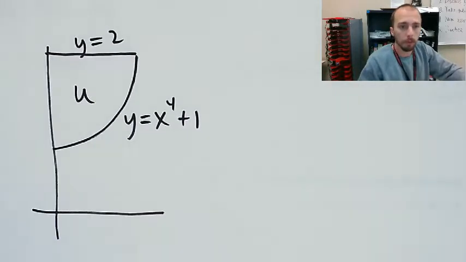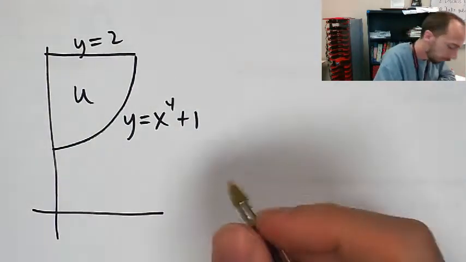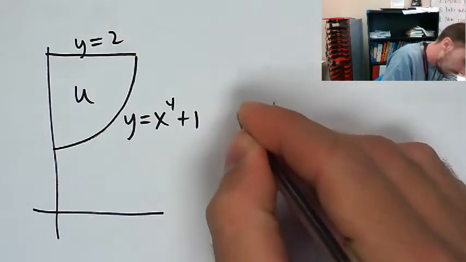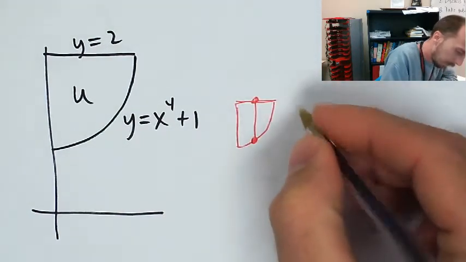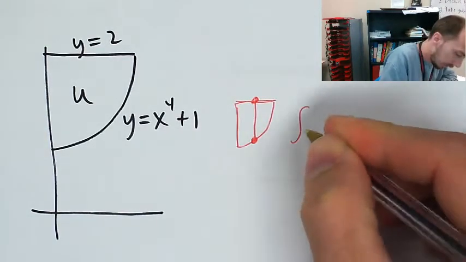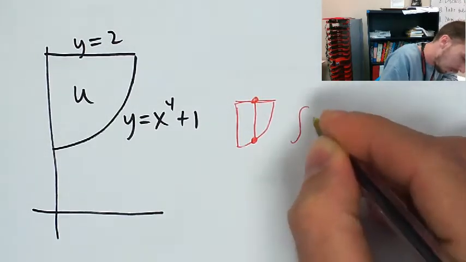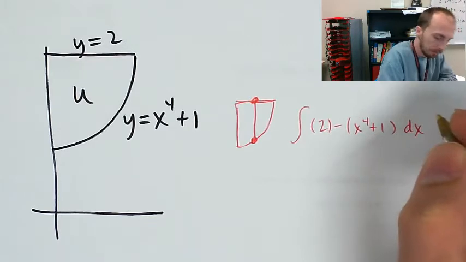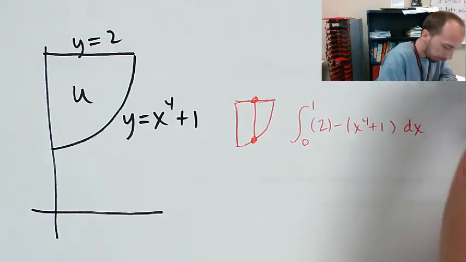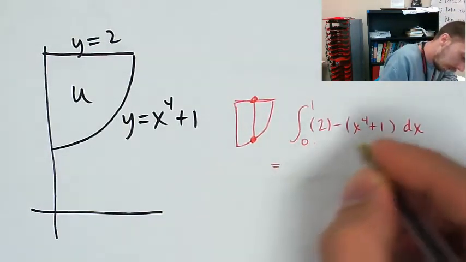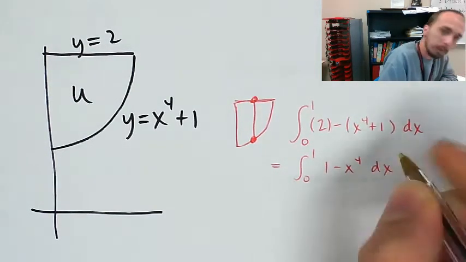All right. So on one hand, I can do it in x. And for my red pen, here it is. In x, I'm going to say top minus bottom. I'm going to be integrating top is y equals 2 minus bottom is x to the 4 plus 1 dx. And that's as x runs from 0 to 1. You can see it on the figure. And that will be 2 minus 1 is 1, so it's the integral from 0 to 1 of 1 minus x to the 4. And I'm going to do that real quick.